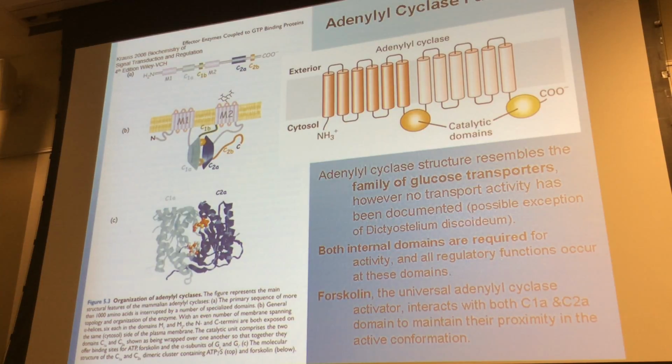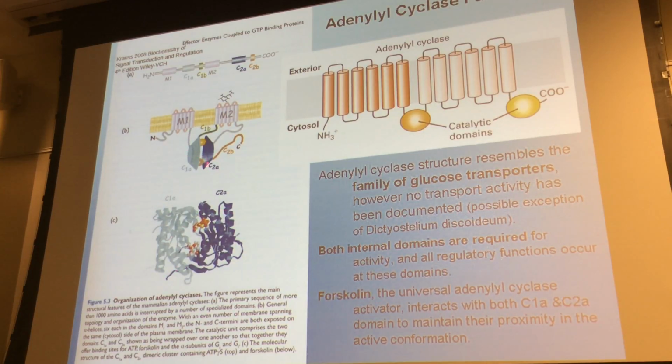And very, very lucky for us, those sites for GS alpha and GI alpha happen to be contained right here. So we really don't need these greasy helices structures for the adenylyl cyclase. We could just use this.